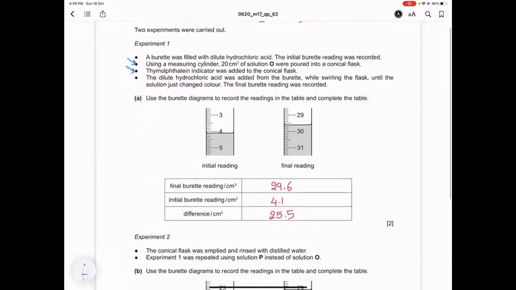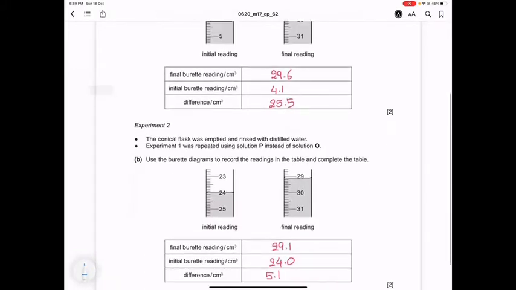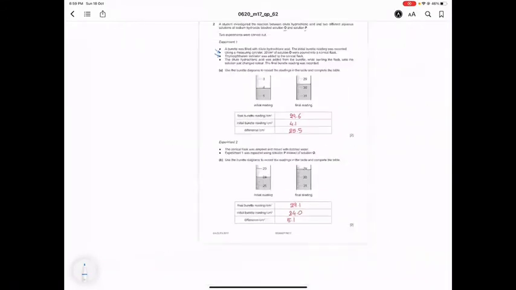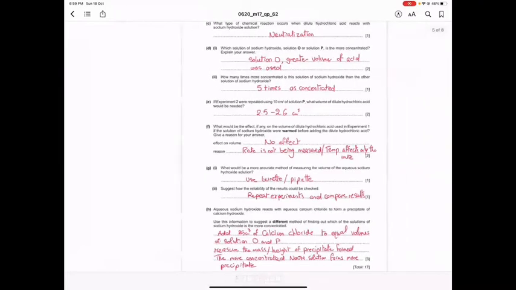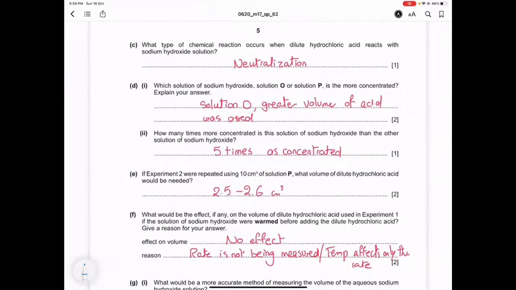Okay. The readings are 29.6, 4.1 and 25.5. The experiment 2 readings are 29.1, 24.0, and 5.1. Of course, all burette readings are to 1 decimal place. And then he's asking what type of chemical reaction occurs between hydrochloric acid and sodium hydroxide. It's neutralization. Exothermic is sometimes accepted, but neutralization is the best answer.